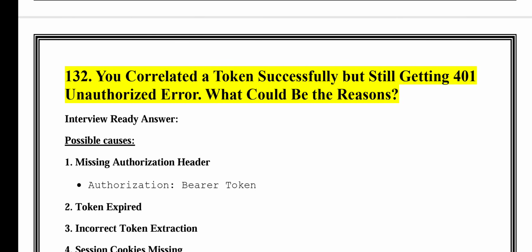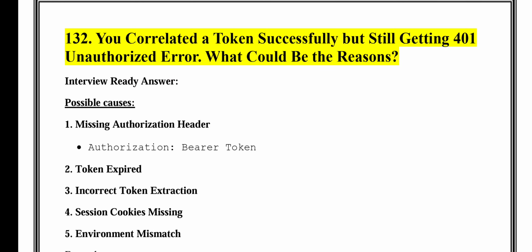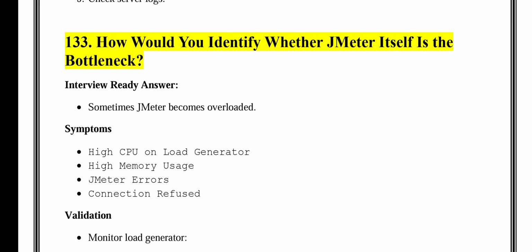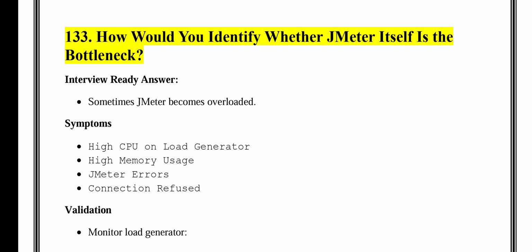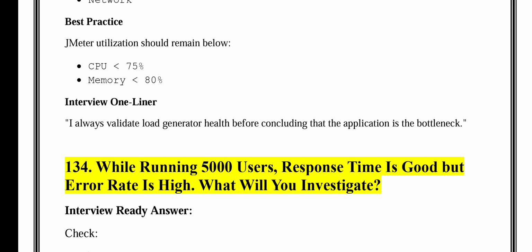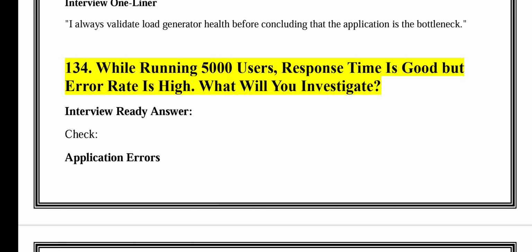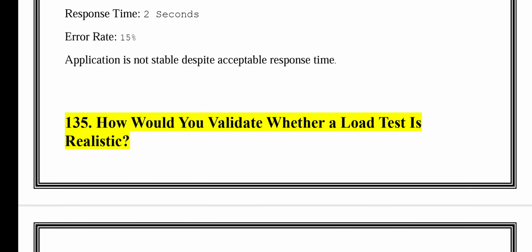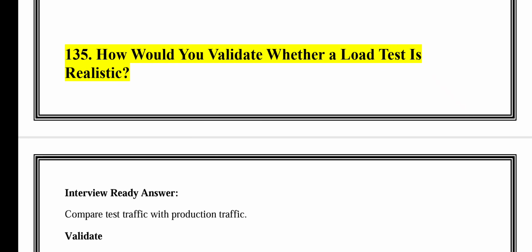You correlated a token successfully but still getting 401 unauthorized error. What could be the reasons? How would you identify whether JMeter itself is the bottleneck? While running 5000 users, response time is good but error rate is high. What will you investigate? How would you validate whether a load test is realistic?